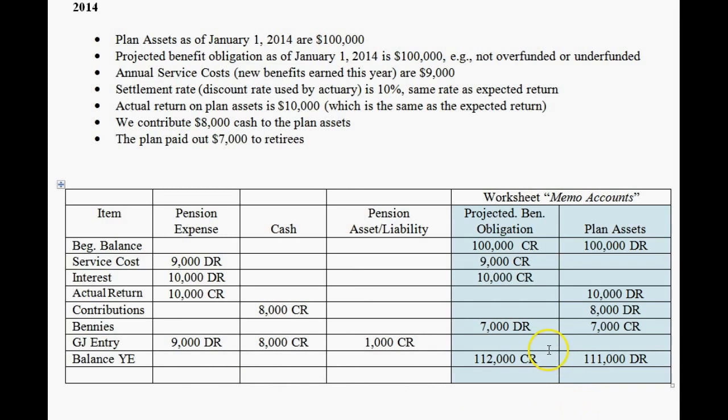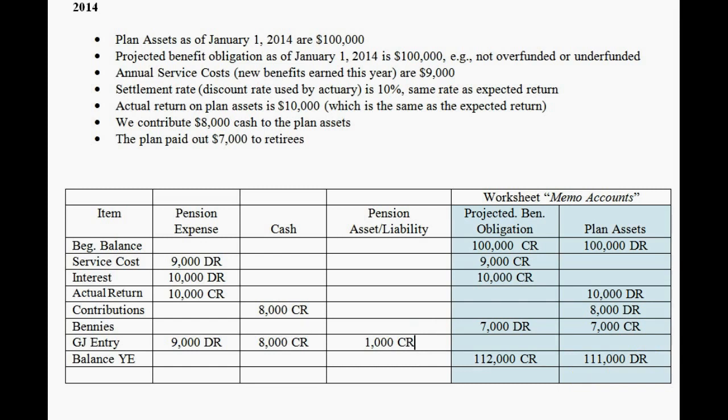We look over here on our memo accounts, and sure enough, when we add up this column here, we discover that we have a credit balance of $112,000. That's our liability, and only $111,000 in our plan assets. So it makes sense that we would have a $1,000 credit or a liability on our balance sheet now for $1,000 because our pension fund is slightly underfunded.